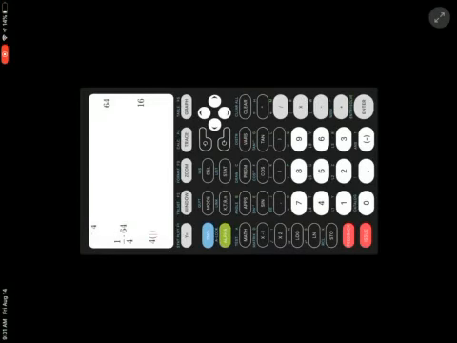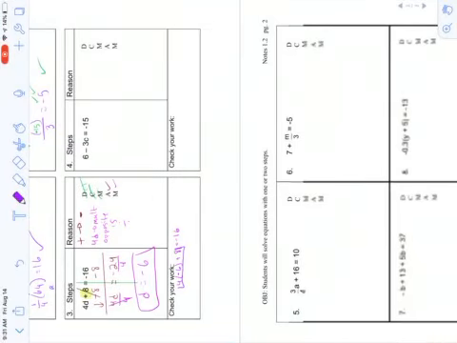4 parentheses negative 6 plus 8. And it gives me negative 16. So negative 16 is equal to negative 16. That is true, so we did this problem correctly.